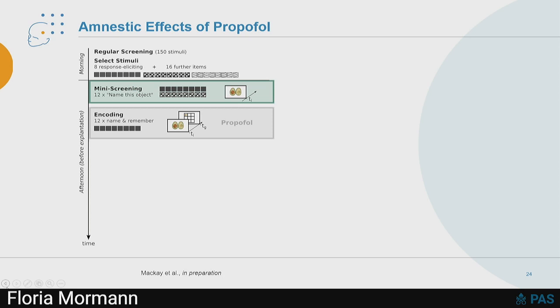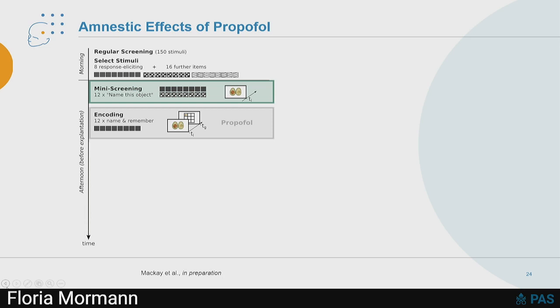The patients simply see the pictures and have to name what they see. Every picture 12 times. Then we start the propofol up to a target concentration, estimated target concentration of 1.5 micrograms per milliliter. The patients usually feel a little tipsy. Some of them get very talkative. They're usually in a good mood.